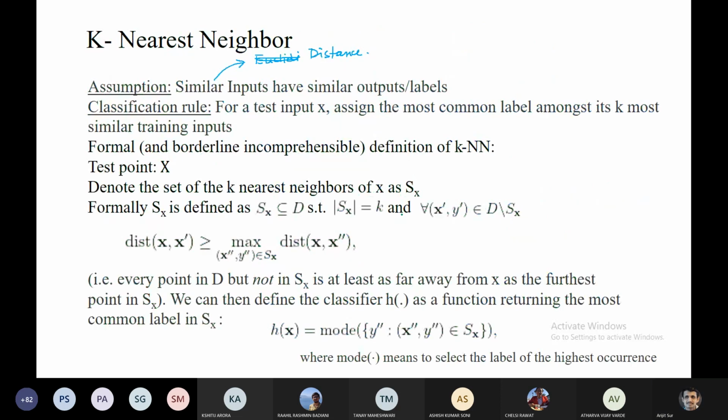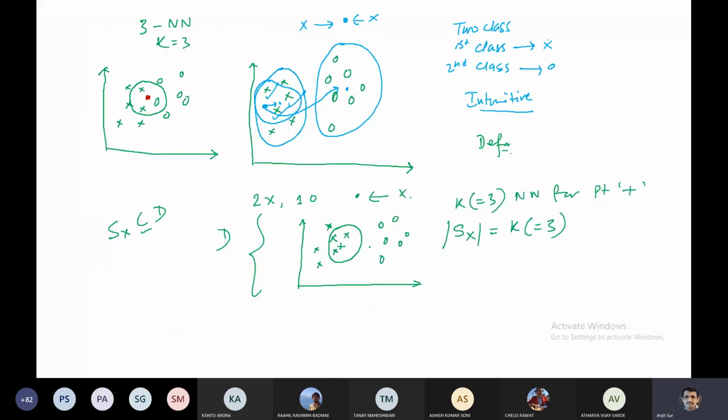Next, for all x bar, y bar, all other points, where y is the label. It belongs to D but not in Sx. So what I'm trying to say is, this point, this point, this point, these are all the points we are talking about, which are from D but not from Sx. That is, they are not inside, they are the points outside.